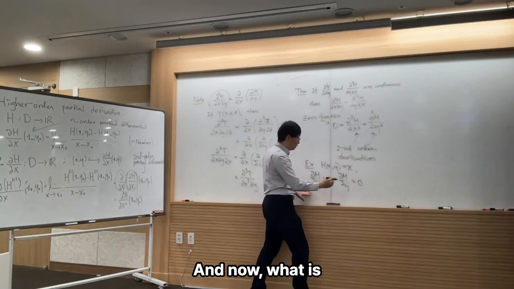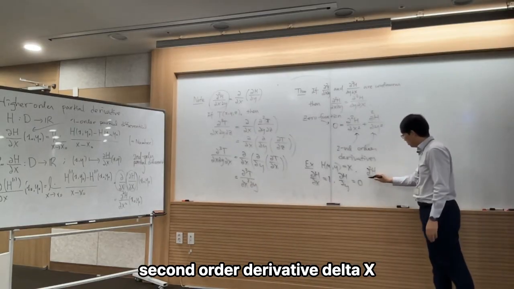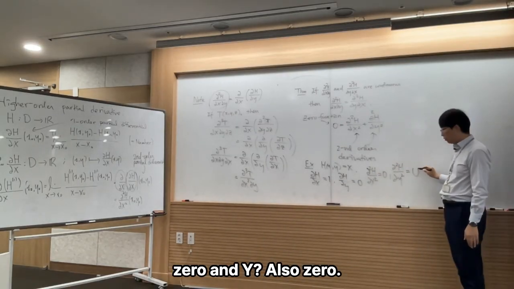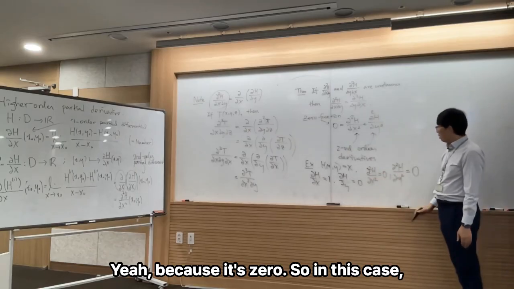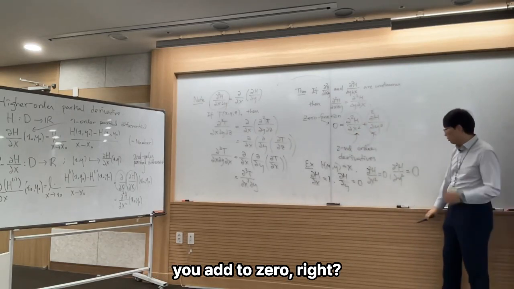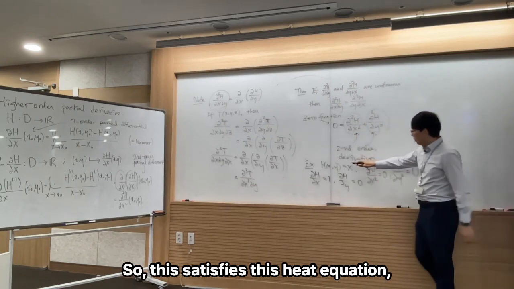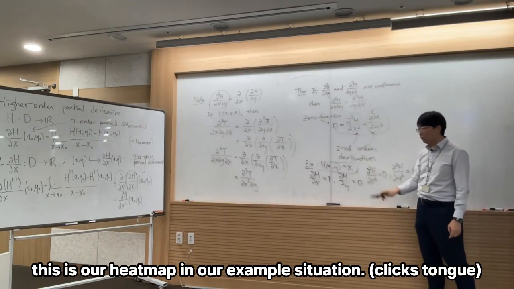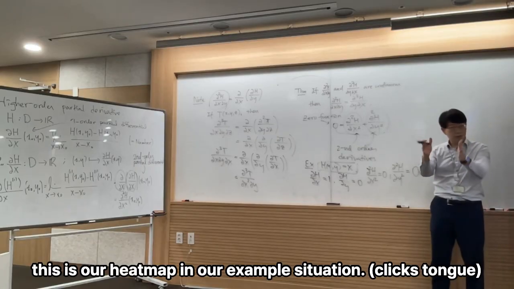0, yes. And now what are the second order derivatives? Del x? 0. And y? Also 0, because it's 0. So in this case, these are both 0. So therefore, you add them to get 0, right? So this satisfies this heat equation. So therefore, we can say this is our heat map in our example situation.